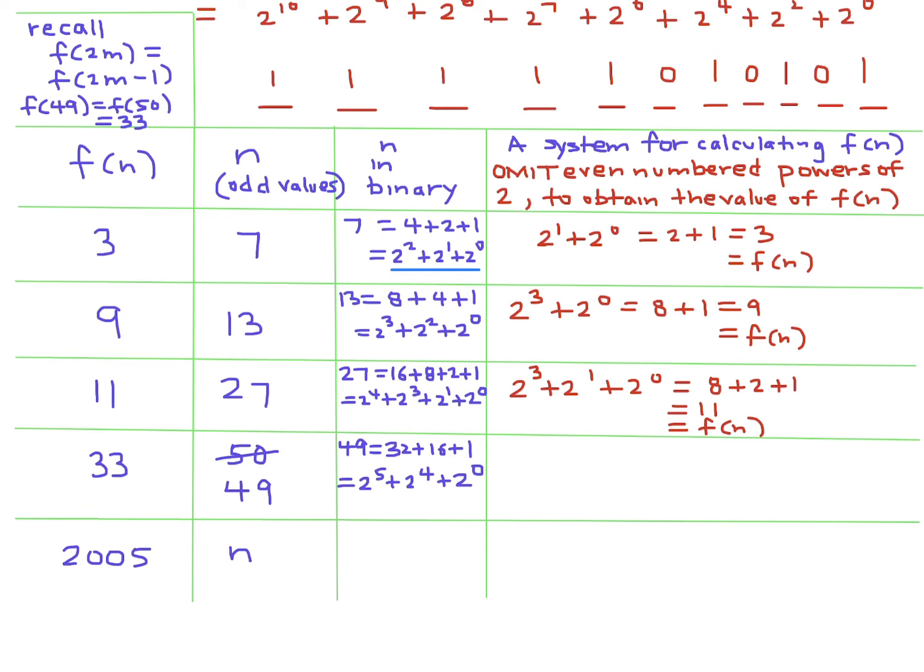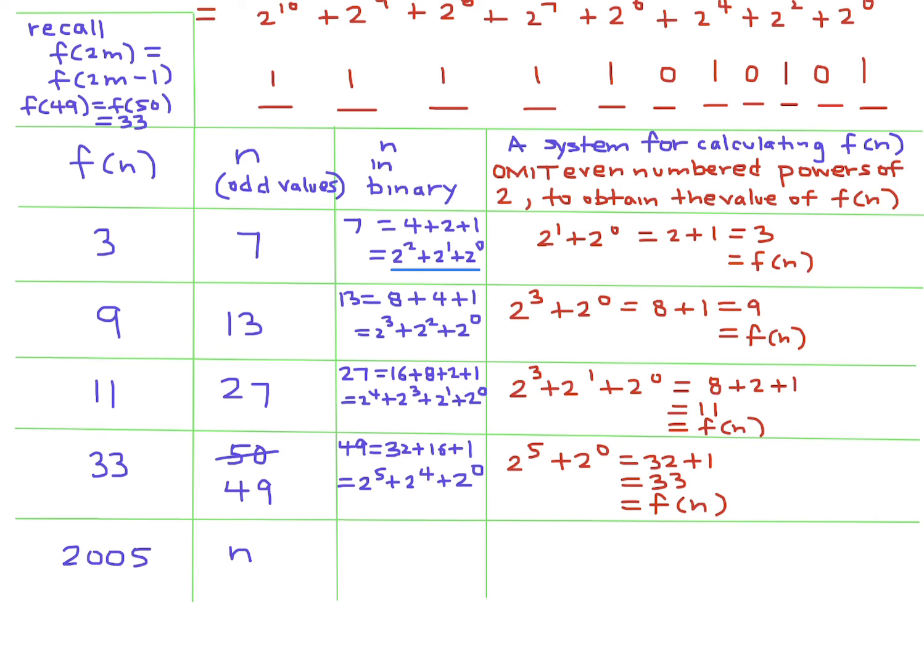Now let's go to our last one. Same thing. Omit even numbered powers of 2. When n is 49, we got that equal to 2 to the power of 5 plus 2 to the power of 4 plus 2 to the power of 0. Our even numbered powers of 2 in this case are just 2 to the power of 4. If you get rid of that guy, you're left with 2 to the power of 5 plus 2 to the power of 0, which is 32 plus 1, which is 33, and that is equal to f at n. And is that true in our case? It is. So that's the system. That's how you figure out f at n.